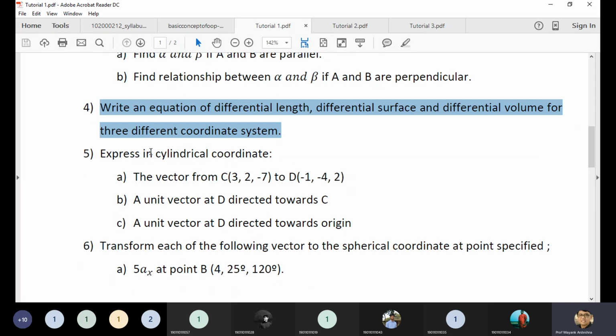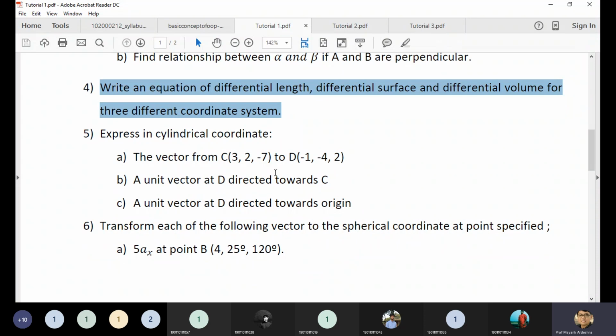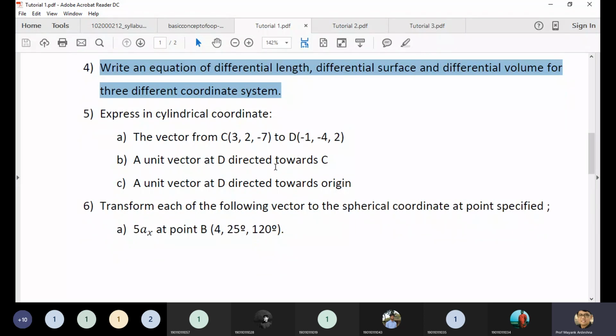In example 5, you have to express the vector in terms of the cylindrical coordinate. Remember, there are two main things: one is express and the second is evaluate. If it is asking for evaluation, it means you have to put in the point, whatever point is given to you, either x, y, z, or rho, phi, z, or r, theta and phi. But in this case, they are just asking to express the vector in terms of the cylindrical coordinate.